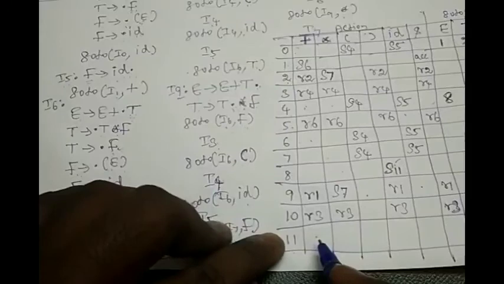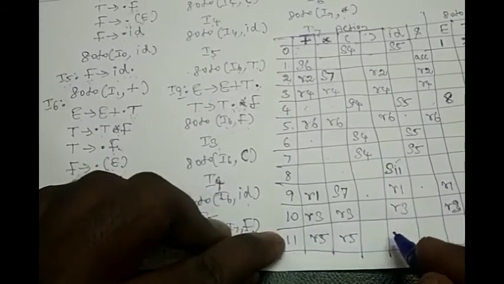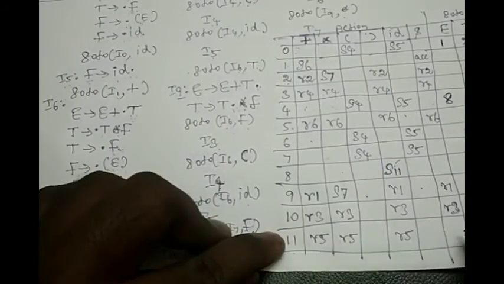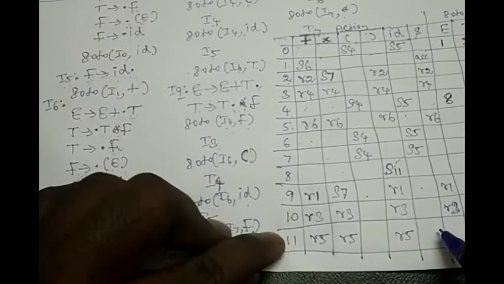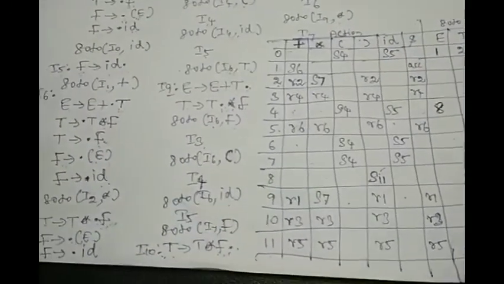So for follow for F in item set 11, you write R5 for plus, R5 for star, R5 for close brackets, and R5 for dollar also. So that's it. This is the way of filling the parsing table for SLR parsing.